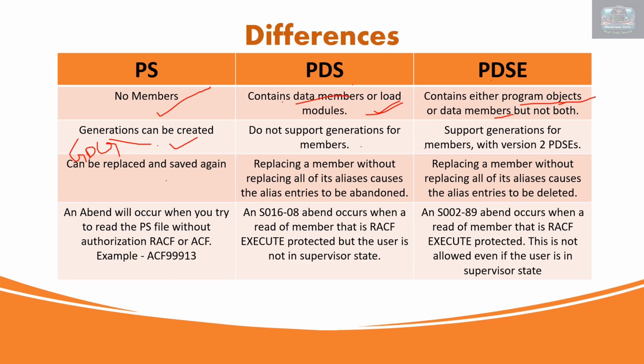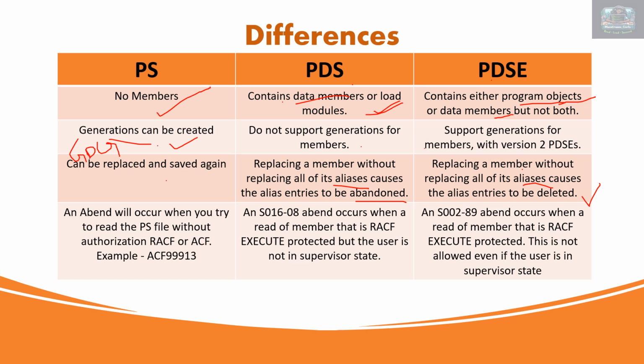But here, when you are replacing the original file, there will be aliases inside the PDS. When you are replacing the original member under a single name, all the remaining entries with that alias will be abandoned, and they are called orphaned aliases or orphaned members. And these are mapped to a wrong member most of the time. But coming to PDSE, if one of its aliases is replaced, all of the entries will be deleted.